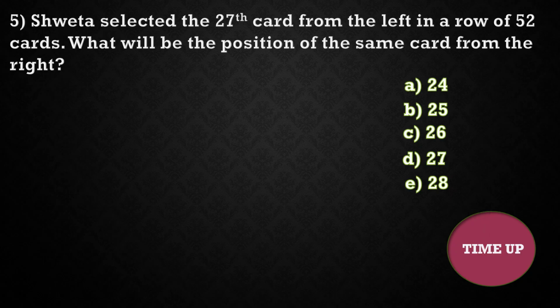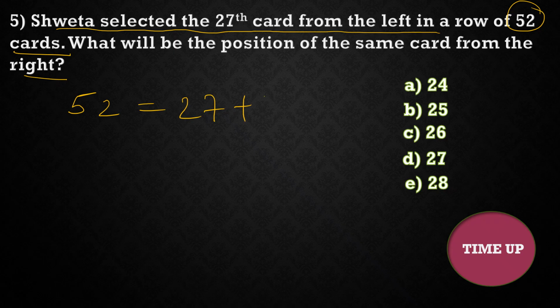Time up. So what answer did you get? Shweta selected the 27th card from the left in a row of 52 cards. What will be the position of the same card from the right? So here the words left and right are used. So 52 cards is total. I will directly write here 52 is equal to 27 plus right, which we don't know, minus 1. So 52 equals 26 plus R.